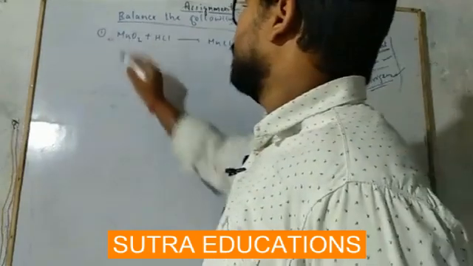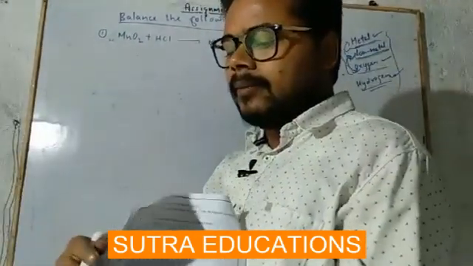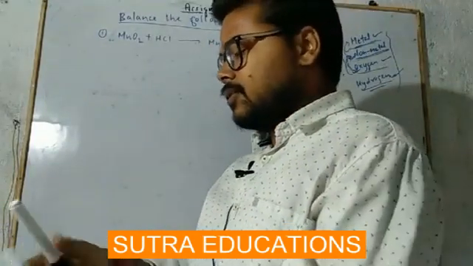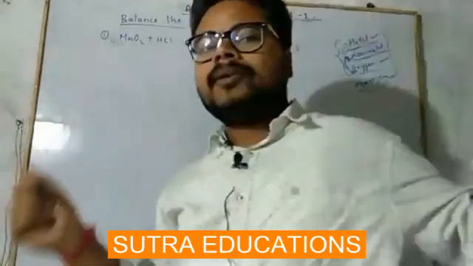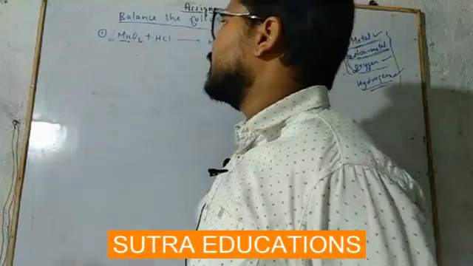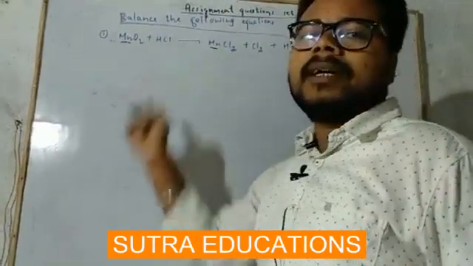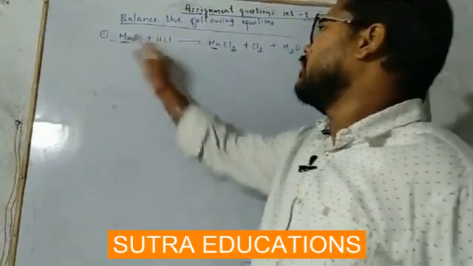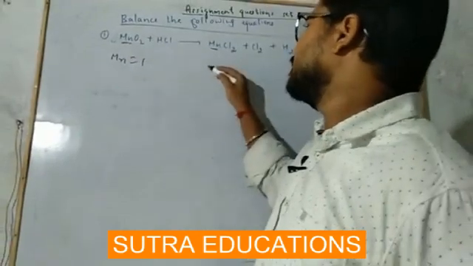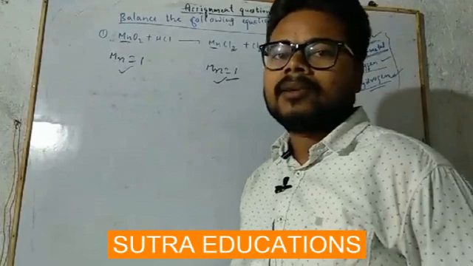So we have to find out the metals. Metal here is manganese. Mn is metal here. So according to the rule I have told you, at first we have to balance this metal. So reactant side it is manganese and product side it is manganese. Manganese means both side atoms of manganese are equal. Here it is manganese equal to 1, and in this side manganese equal to 1. So manganese is balanced. Now come to chlorine.